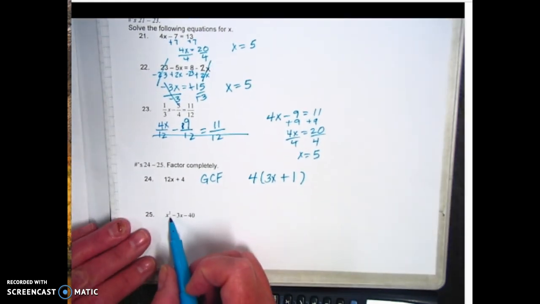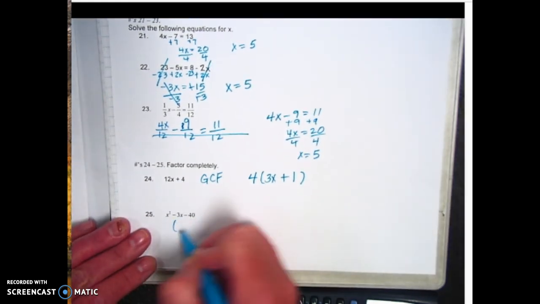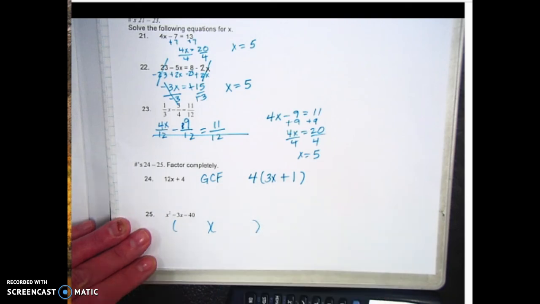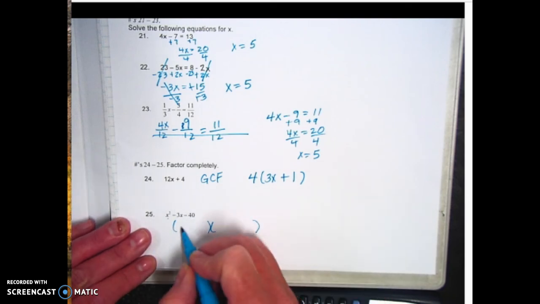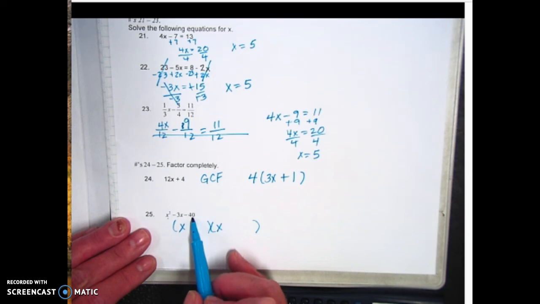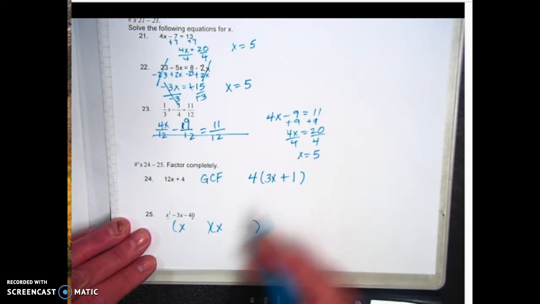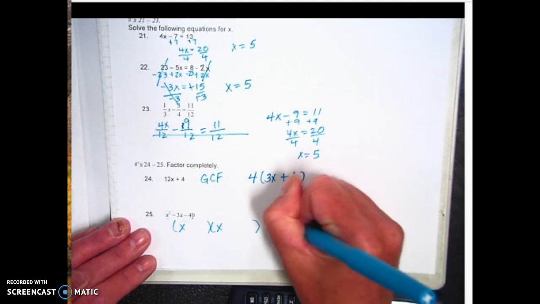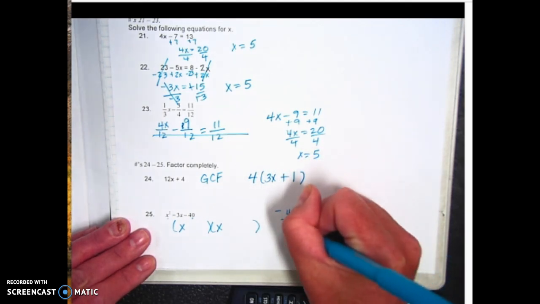At number 25, I have a trinomial, so I know this is going to factor to a binomial times a binomial. I know that the square root of x squared is x and times x. Then I just have to figure out what multiplies to get negative 40, but adds or subtracts to get negative 3.